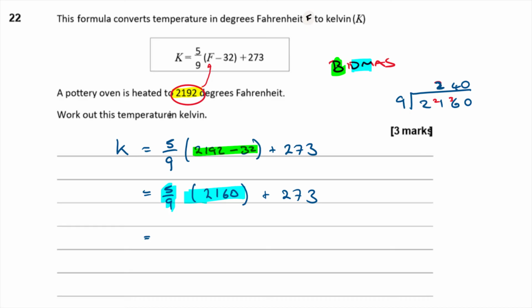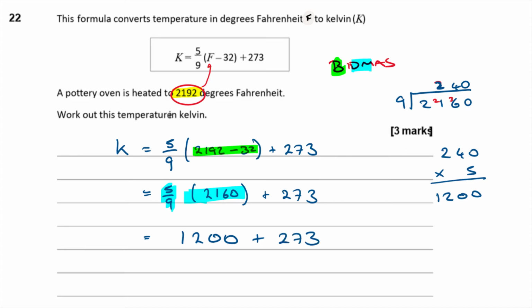Remember, I need to then times by 5. So what's 5 lots of 240? Now, to times by 5, I halve it and then times it by 10, because I find that easier. So half of 240 is 120, and then 120 with an extra 0 on the end is 1200. Okay, so that's 1200 plus 273.